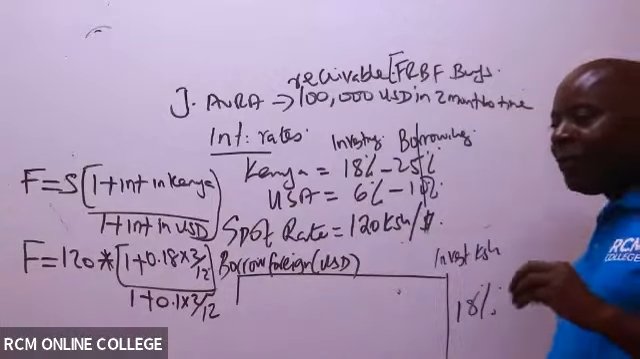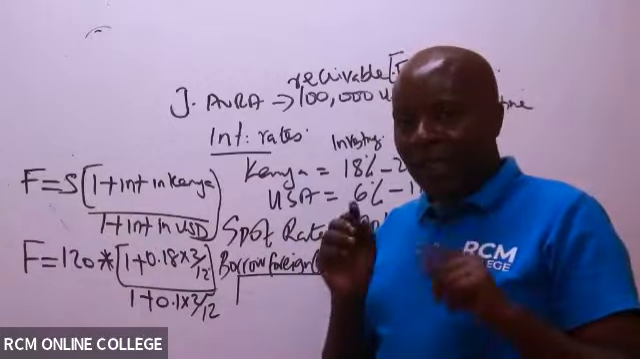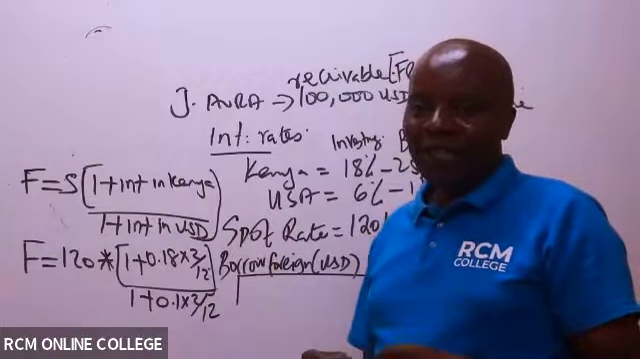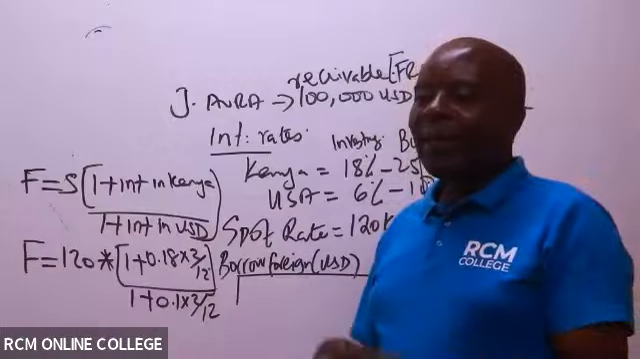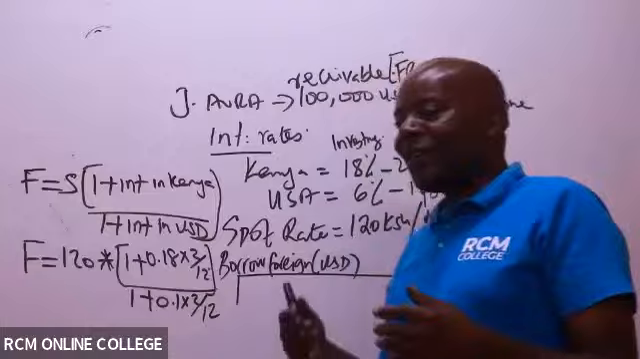Yeah, it's forward, but you see now this question, they want you to differentiate between interest rates. You must do it this way. You start it off as if it's a money market question.